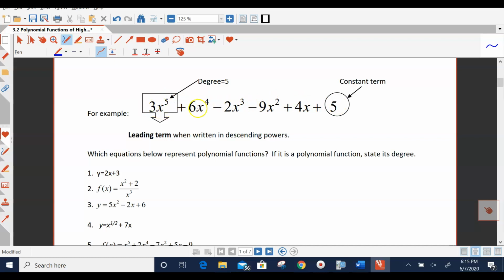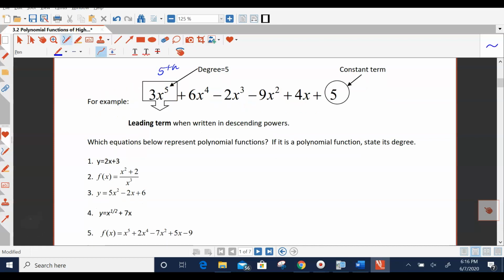The values in front of our variables are our coefficients. This guy at the end is our constant term, and this guy up front is our leading term. And that leading term will always tell you what the degree of your polynomial is going to be. So in this case, we have a fifth degree polynomial function, or polynomial. It's not a function yet. It would be a function if we did this. And actually, we're going to do that in a little bit. But we're just considering the polynomial here.